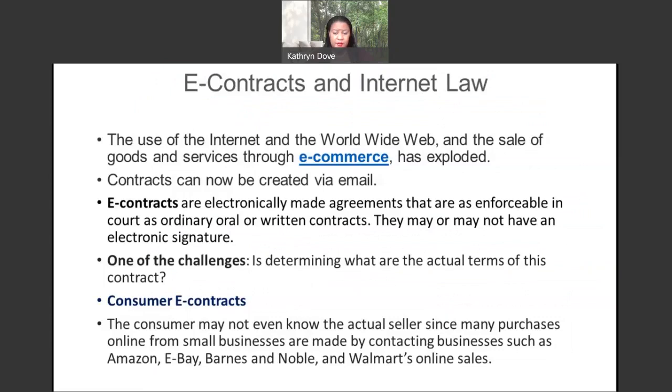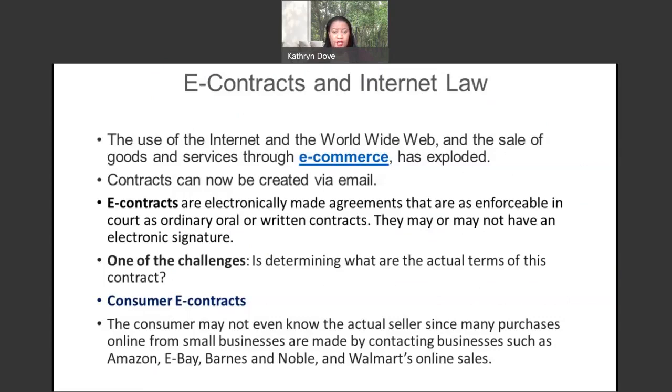Today, we live in an era of e-commerce. So we'll be looking into some of the rules that affect electronic contracts that are entered into over the internet. We know now during a pandemic, people are contracting more and more on the internet. Contracts can be created via email.